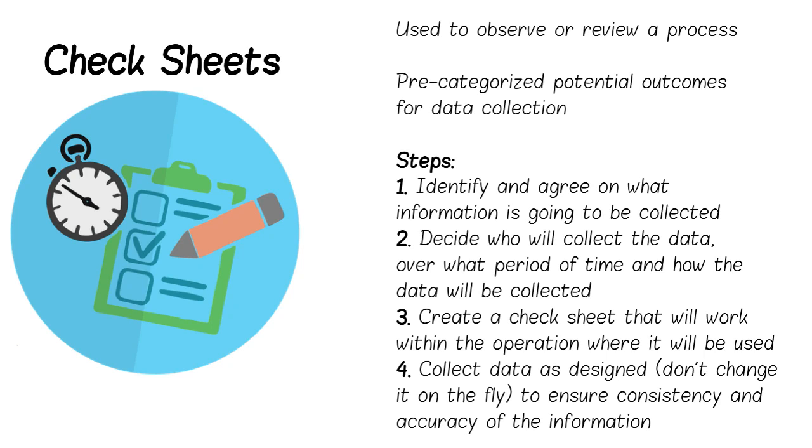The steps include identifying and agreeing on what information is going to be collected, deciding on who will collect the data and over what period of time, and how it will be collected on the computer or paper, etc. Then you create the appropriate check sheet. Gather the data, but don't decide to change the check sheet on the fly. If you need to make changes, stop the experiment, consult with your team, and start again.